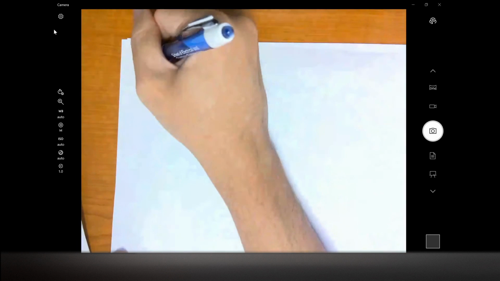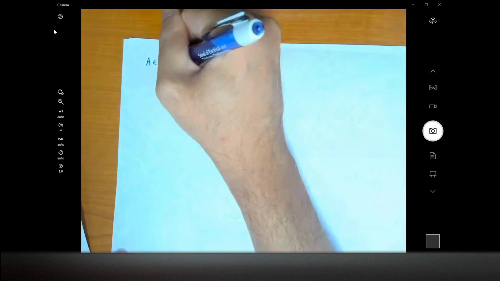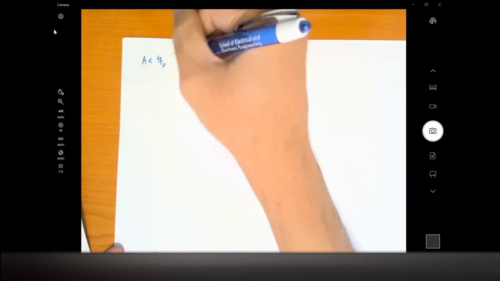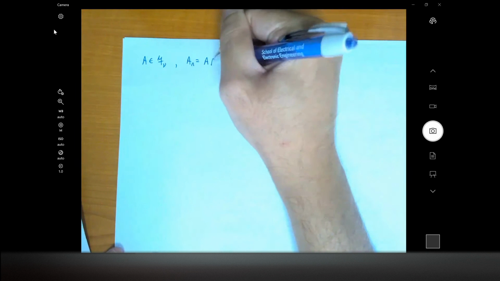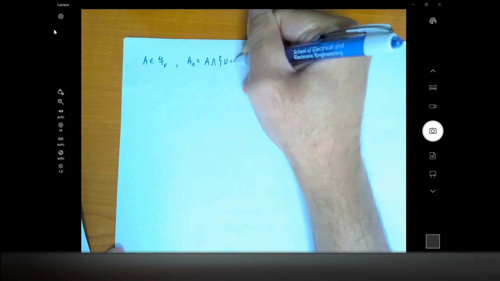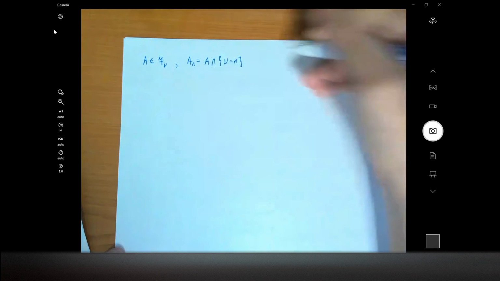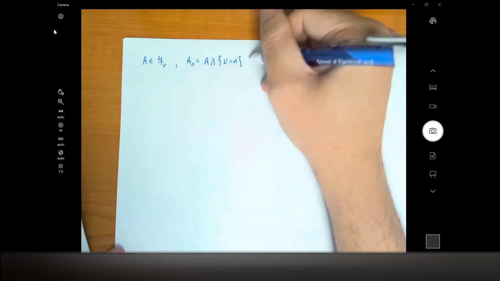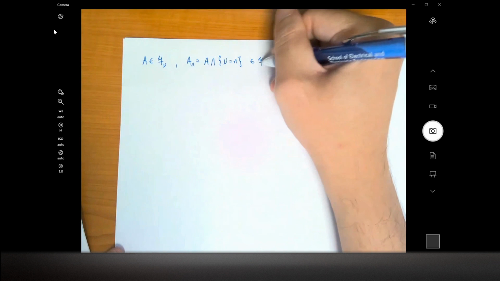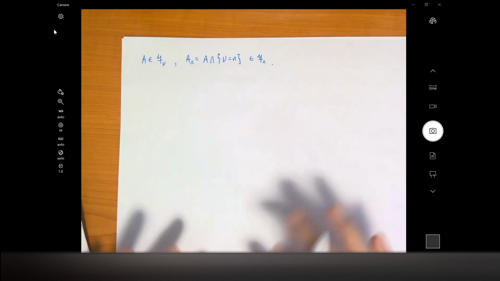Okay, let's try to prove this theorem. We start with A inside F_nu. For convenience, I'm going to define A_n to be A intersect {nu = n}. This is just for convenience. So by definition, we know that this is inside F_n.